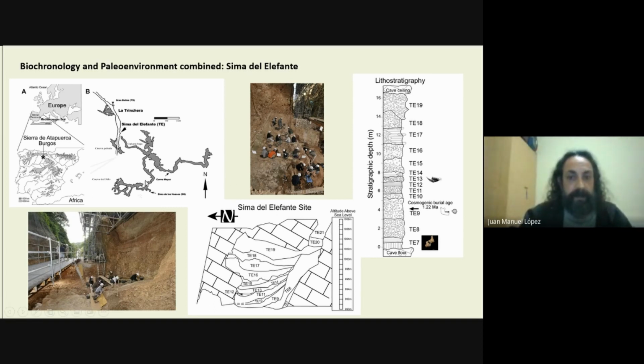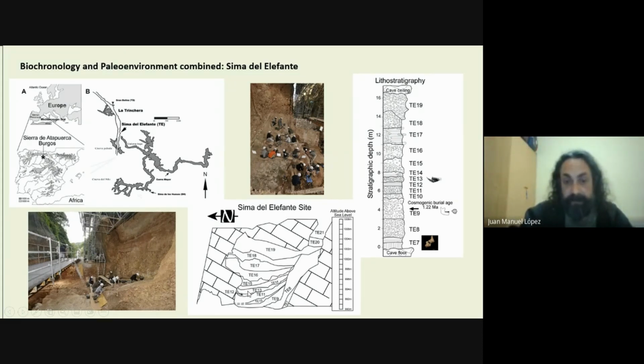Sima del Elefante is a site in Sierra de Atapuerca. I think that Carlos spoke about that before. It's only the Sierra de Atapuerca plan structure with the trench railway. Here, the first site that you find when you enter the trench railway is Sima del Elefante. And this is a picture of the excavation, the stratigraphy.